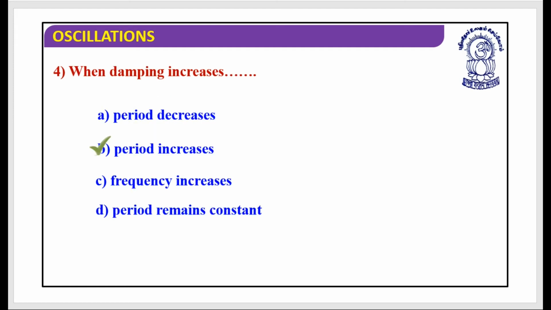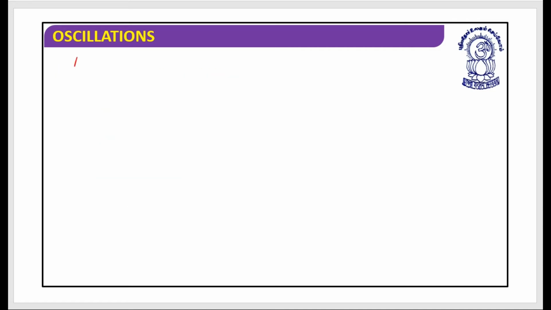Next, when damping increases, its time period increases, and as the time period increases, the amplitude decreases. I hope this is clear. So what we understood from this is A = A₀ e^(−bt/2m). This is the new amplitude, for oscillations of decreasing amplitude. So not only amplitude, even the total energy is going to decrease. How? Let's have a look.